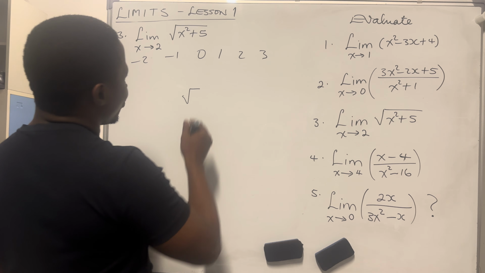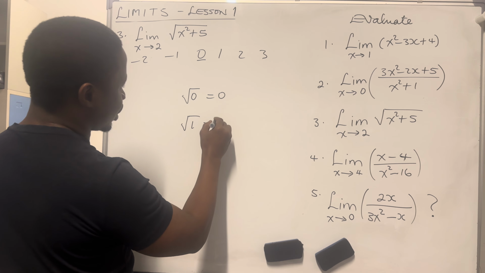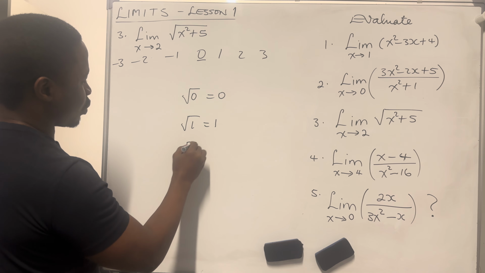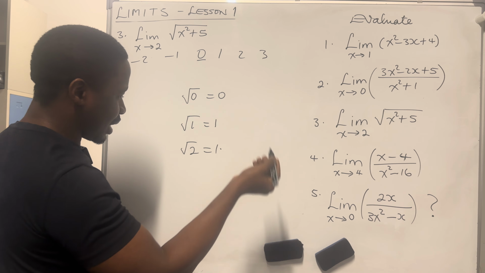When you find the square root of 0, it will give you 0. No problem. The square root of 1 will give you 1. The square root of 2 gives 1 point something else. The square root of 3, 1 point something else. The square root of 4 will give you 2. How about the square root of minus 1?